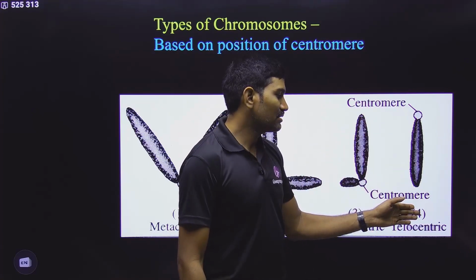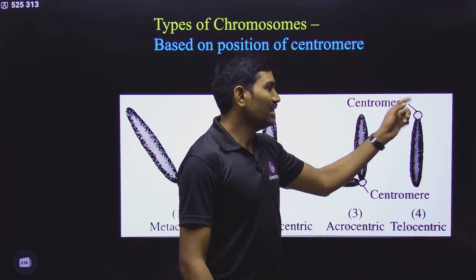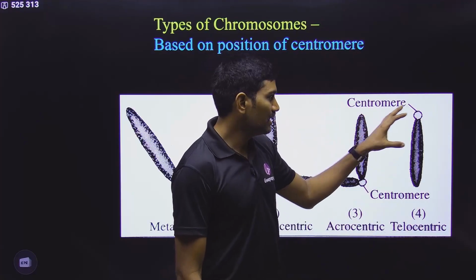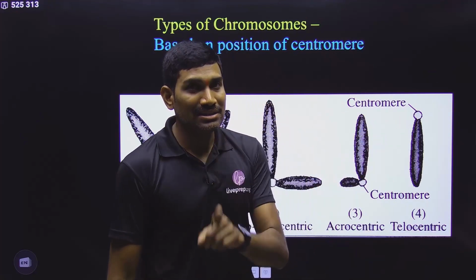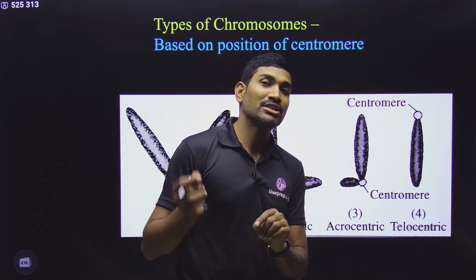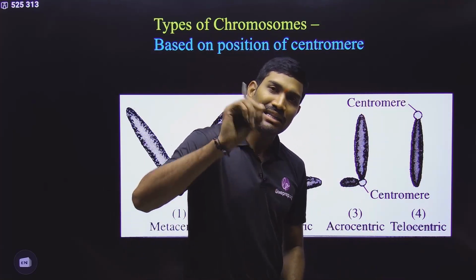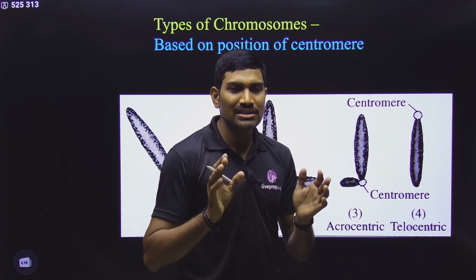And the last one is telocentric. In the telocentric, telo means what? Ending, right? So at one end the centromere is present. So that's why here we are observing only one arm. But please observe the NCERT diagram. In the NCERT diagram, for the telocentric also they have mentioned one small short arm, and they have even labeled it as a short arm also. Why have they mentioned it like this? Is there any mistake in that?